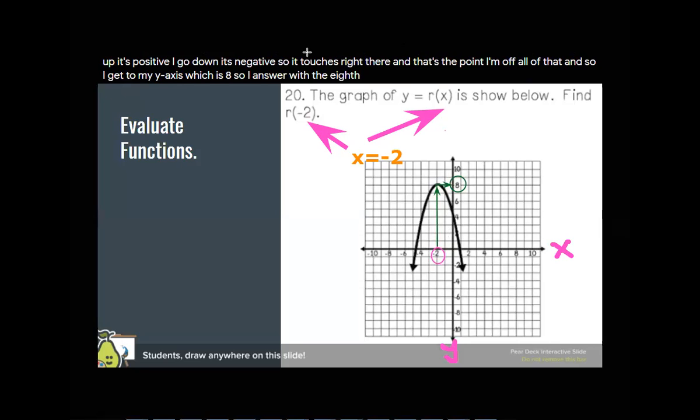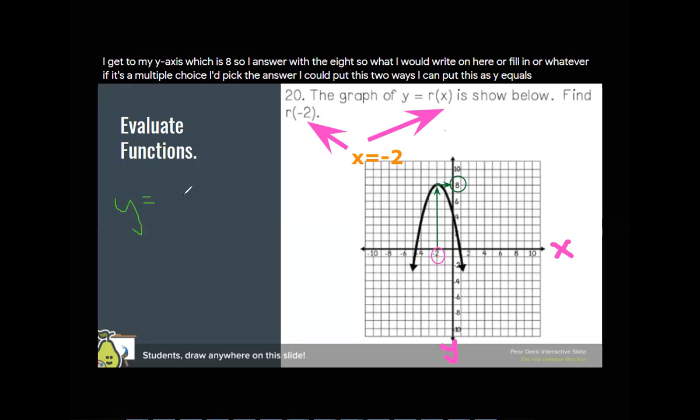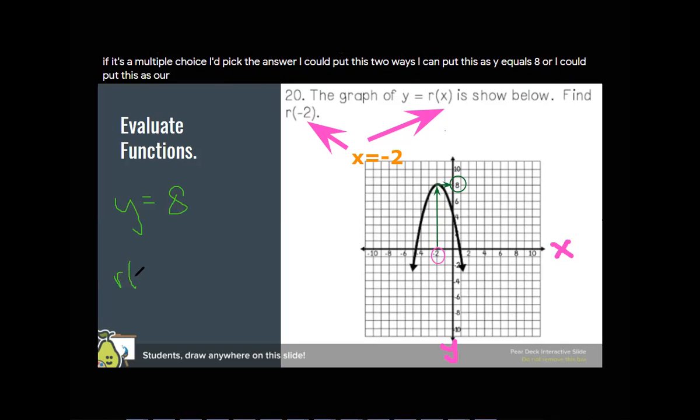So what I would write on here, or fill in, or whatever, if it's a multiple choice, I'd pick the answer. I could put this 2 ways. I could put this as y equals 8. Or I could put this as r of negative 2 equals 8. Because as it says right here, y equals r of x. So these are actually going to be the same. So I can write these, they're both equivalent.